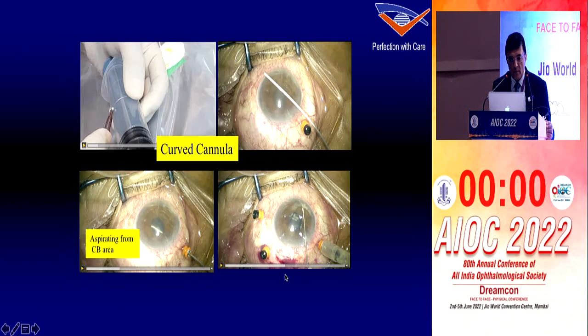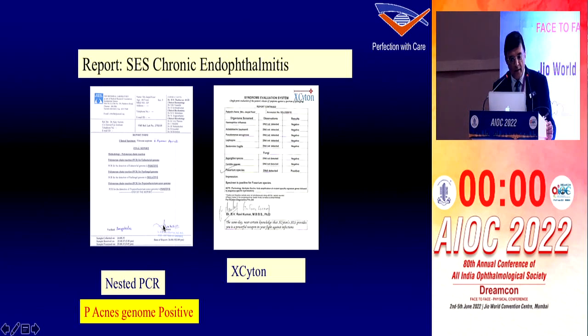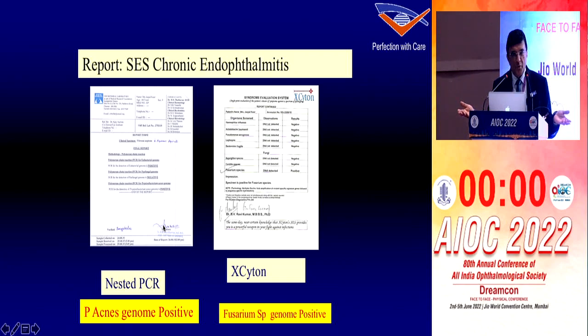And these are the various steps, and we sent the sample to 2 different places. We sent it to Bangalore for Exciton, and we sent it to Shankar Netrale. The Shankar Netrale sample grew P. acnes, and Exciton grew Fusarium. What do we do now?